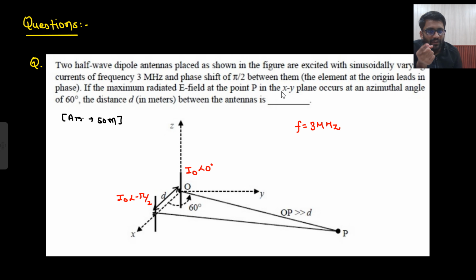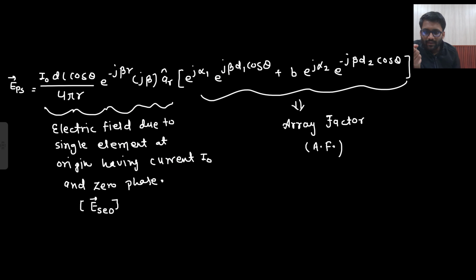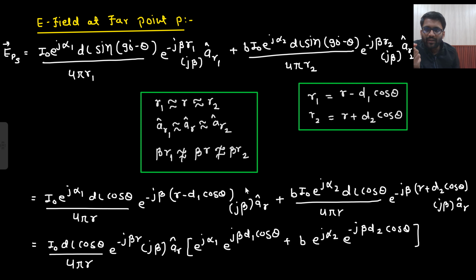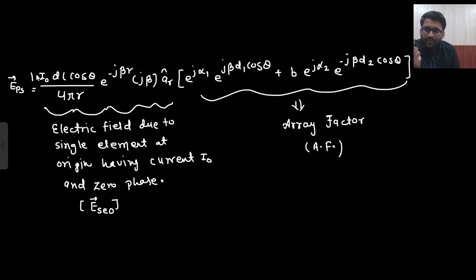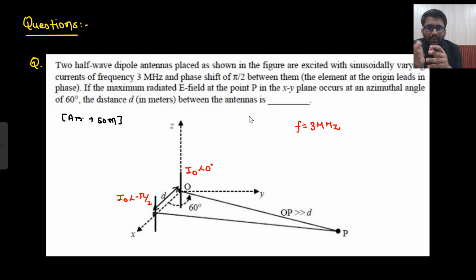The maximum radiated E field at point P. Here I did not write down eta. In all the expressions eta will come, it just clicked to me. Otherwise all these expressions would be of a magnetic field. So the maximum radiated E field at a point P in the xy plane occurs at an azimuthal angle of 60°. You need to find the distance d in meters between the antennas.